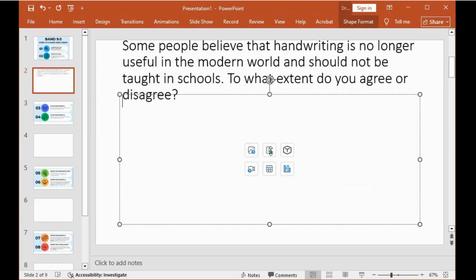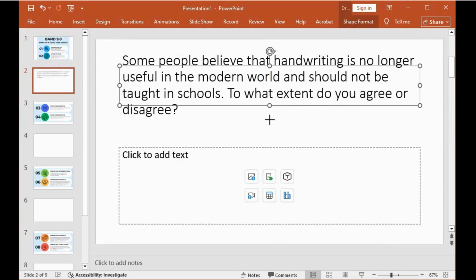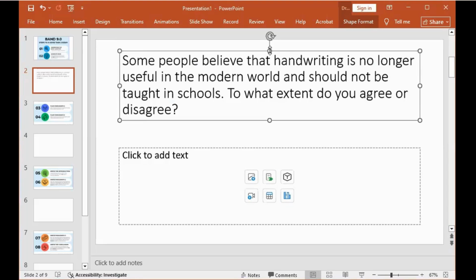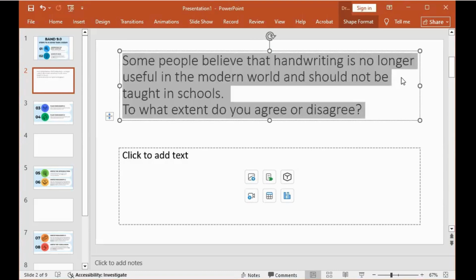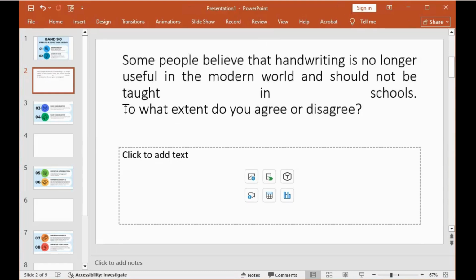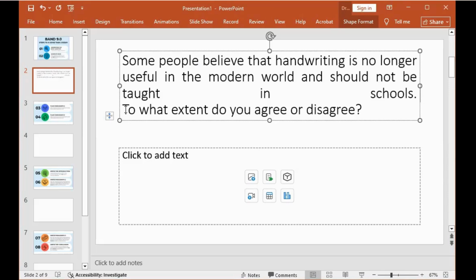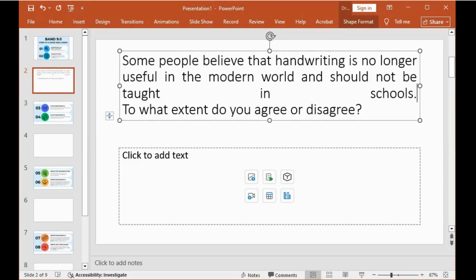So here is the essay question. Can you see the essay question, Richard? Yes, sir. All right. So I want you to read it out. Some people believe that handwriting is no longer useful in the modern world and should not be taught in school. To what extent do you agree or disagree? This is what we call an opinion essay.